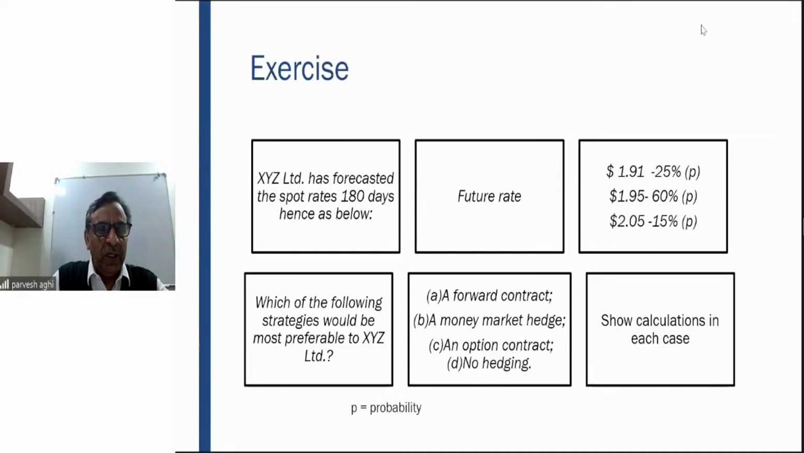Now, which of the following strategies would be more preferable to the company? A forward contract, a money market hedge, an options contract, or no hedging? We have to show the calculation. Forward contract we have already seen. Money market also we have seen, what will be the likely outflow in terms of dollars. And then we are going to talk about options contract and no hedging.